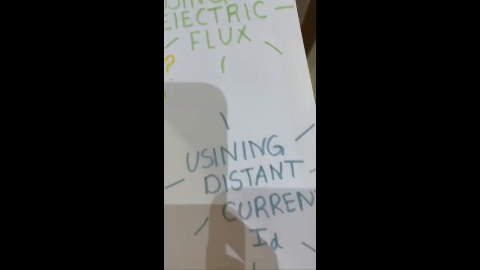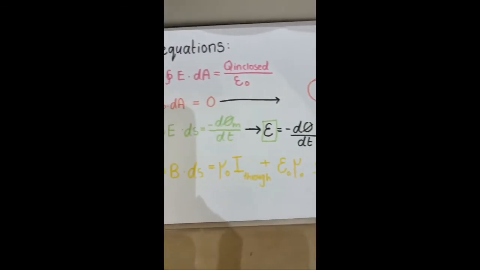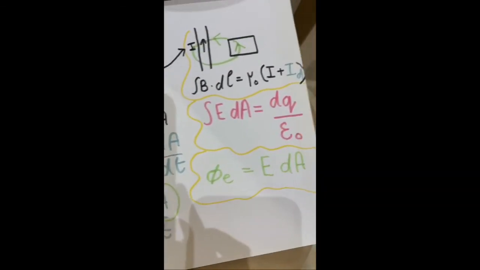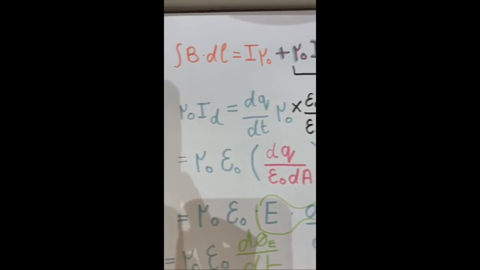So now we know that Maxwell's equations contain 4 main points to form 4 main equations, and actually the derivation of them is easy. Thank you so much for watching.